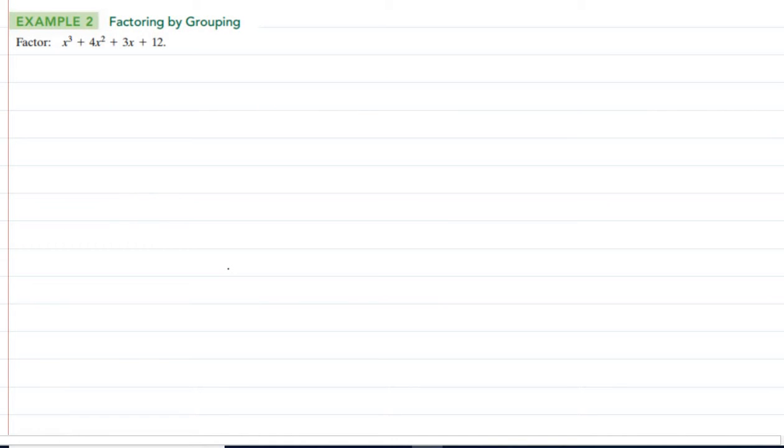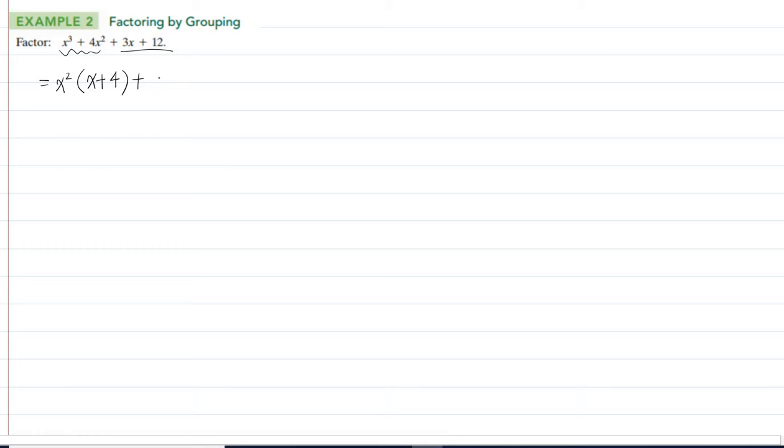Example 2, we have factoring by grouping. When we group those, I realize both have x squared, just like example 1. So I take x squared out, and here we only have x left. And plus, the second term, I take x squared out, and the only thing I have left is 4. Then I look at the second group.